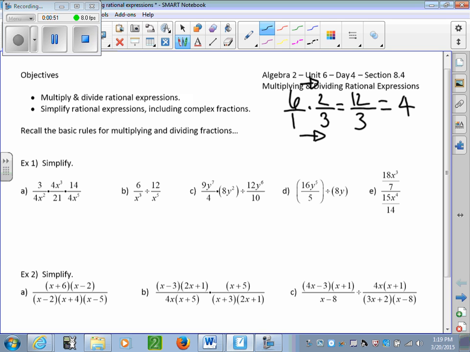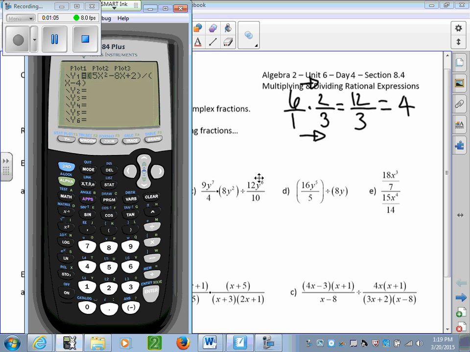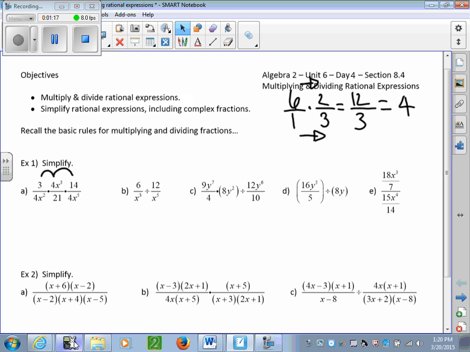Okay? So let's do this first one, and I'm going to show you how to do it in your calculator first, and then I'll show you how to do it without a calculator. Alright, so I'm going to multiply straight across. I have 4 times 3 times 14. Okay, so go to my calculator. 4 times 3 times 14 gives me 168.